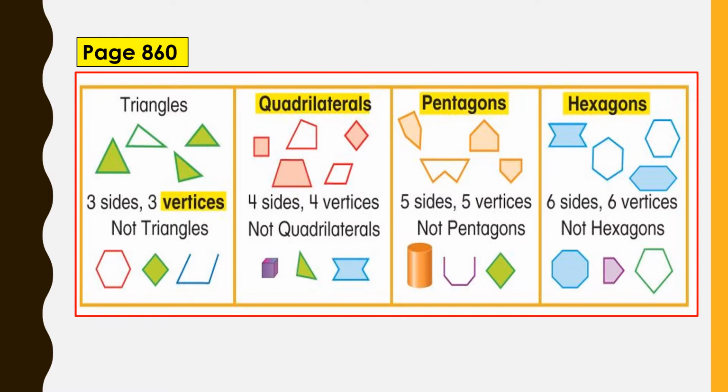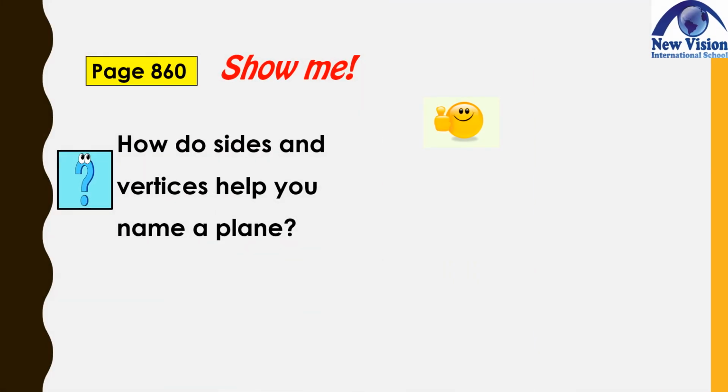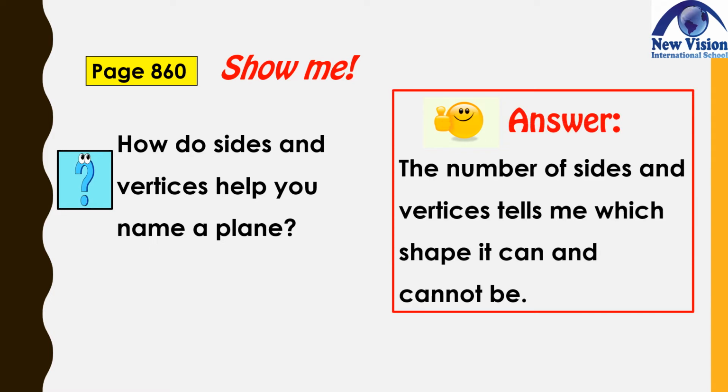Open your book on page 860. How do sides and vertices help you name a plane? The number of sides and vertices tells us which shape it can and cannot be.